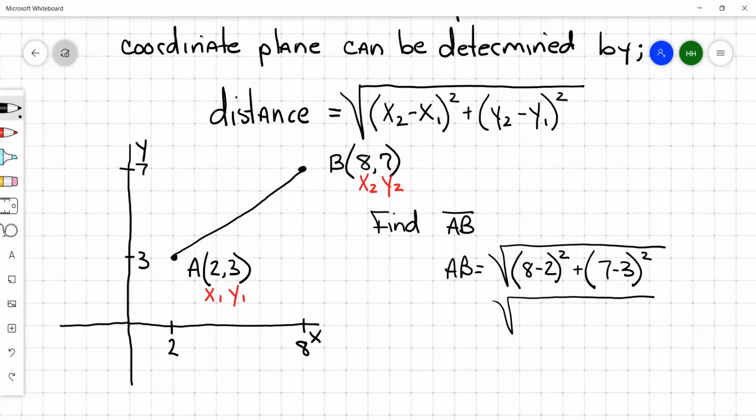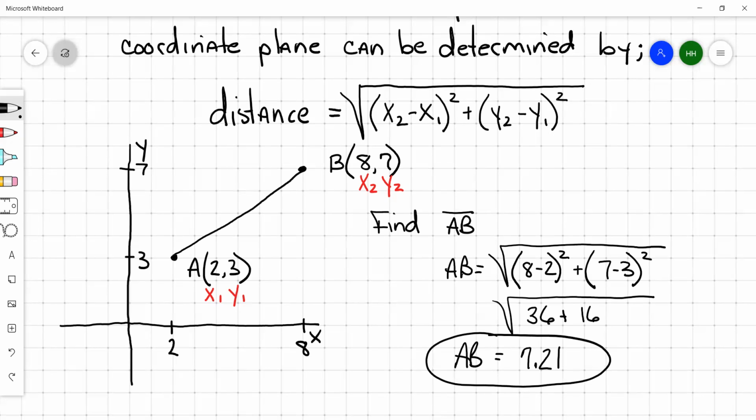8 minus 2 is 6, and 6 squared is 36. We're going to add that to 7 minus 3 is 4. 4 squared is 16. And the square root of 36 plus 16, 7.21. All right, so AB is equal to 7.21 units.